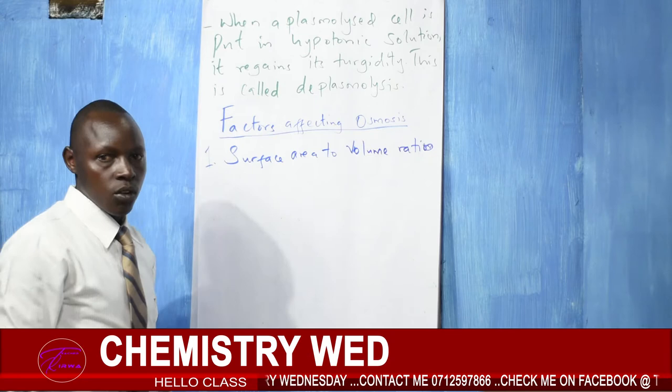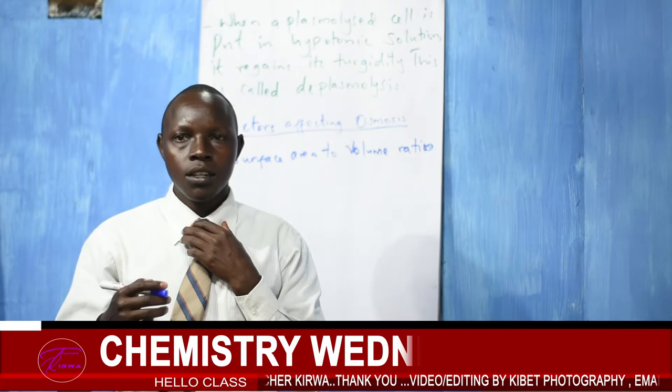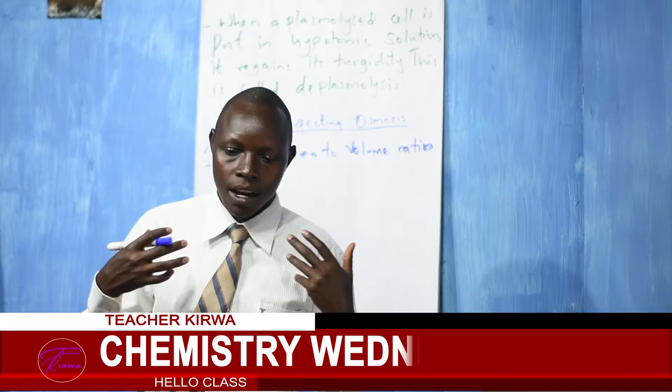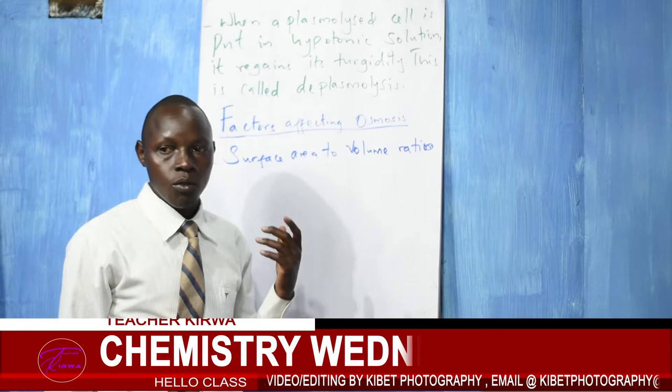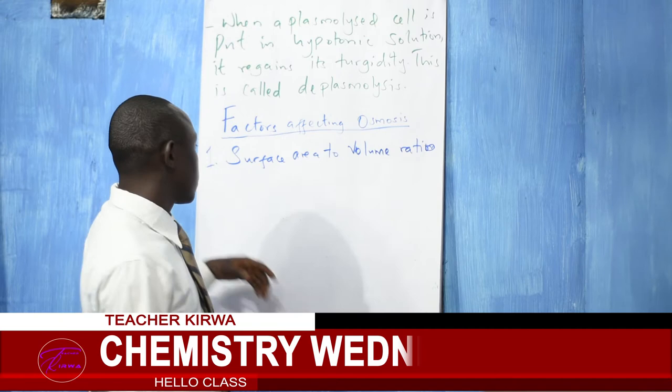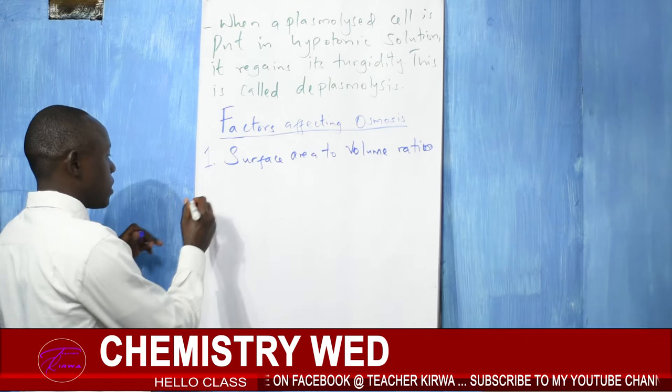Surface area to volume ratio talks about the size of a substance, the size of a membrane. The higher the surface area to volume ratio, the higher the rate of osmosis, and vice versa. The smaller the surface area to volume ratio, the slower the rate of osmosis. Number two is temperature.